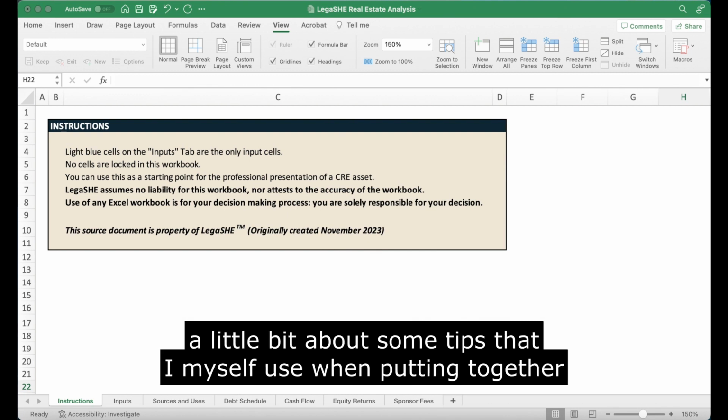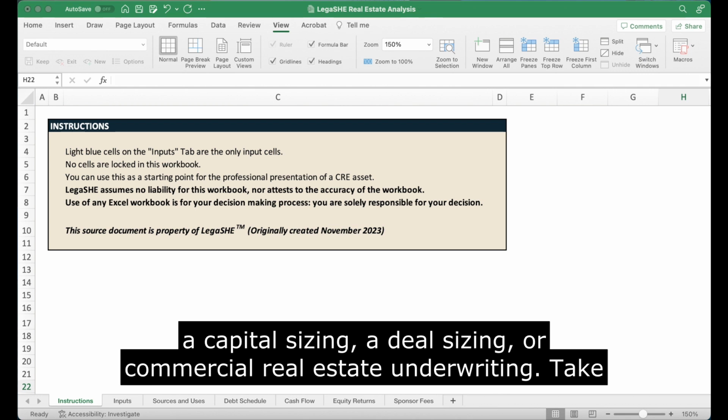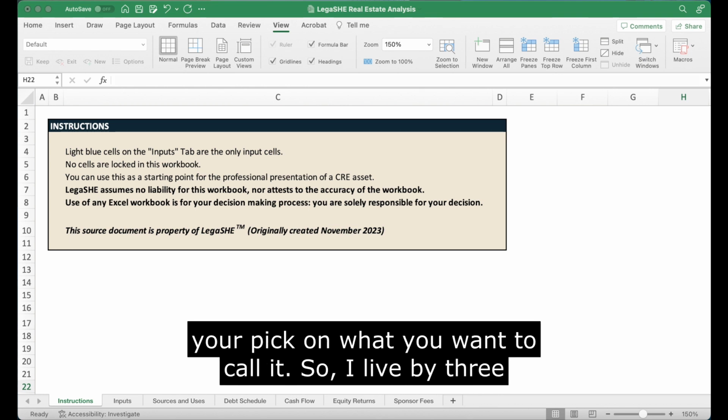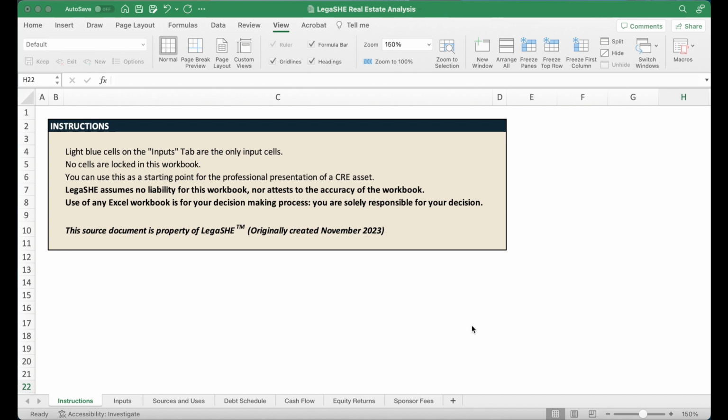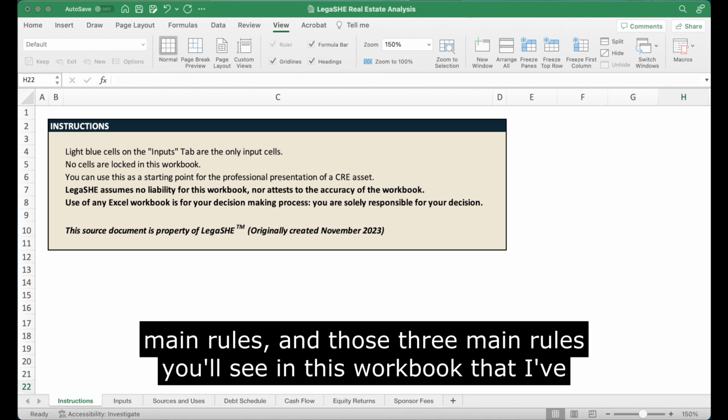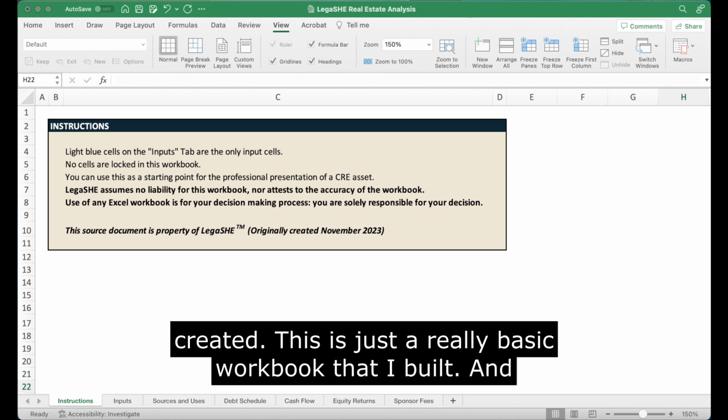Today I want to talk to you a little bit about some tips that I myself use when putting together a capital sizing, a deal sizing, or commercial real estate underwriting. Take your pick on what you want to call it. So, I live by three main rules. And those three main rules you'll see in this workbook that I've created. This is just a really, really basic workbook that I built.